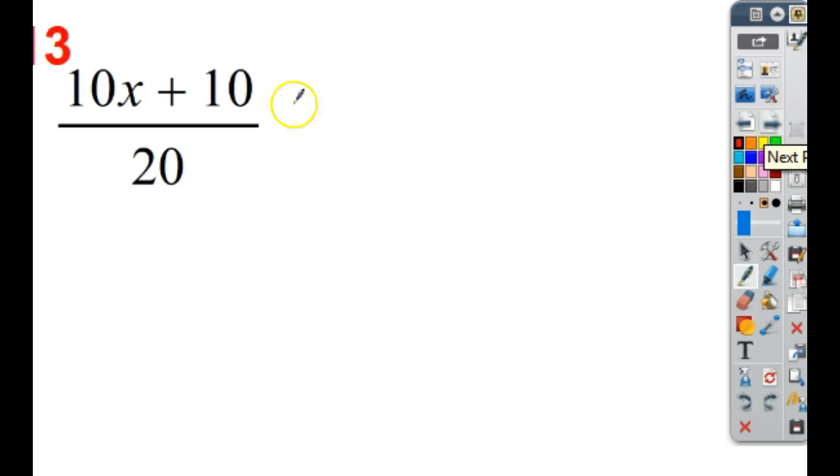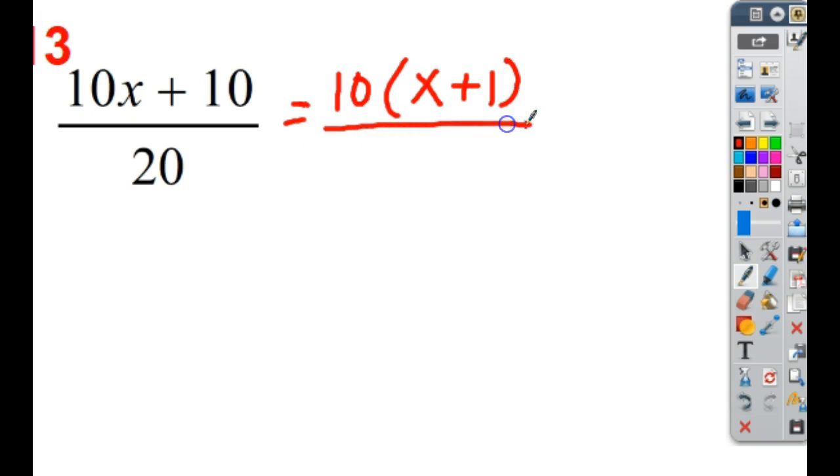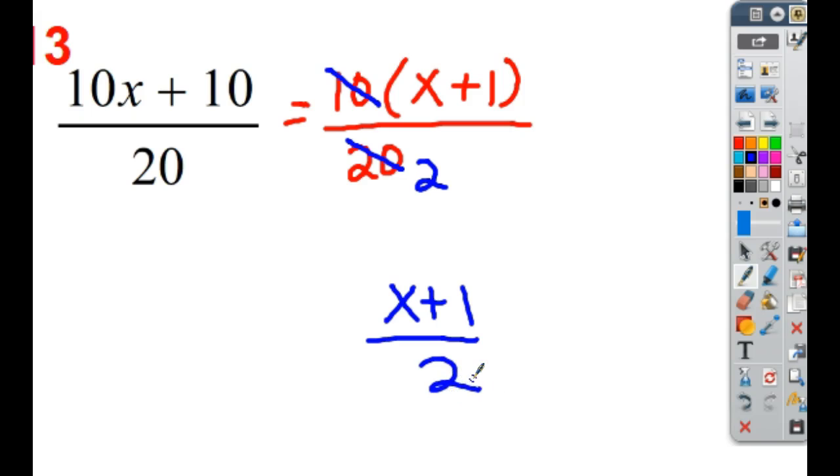I'm going to factor out a 10. 10 divides into 10 one time. 10 divides into 20, and so I have x plus 1 and a 2 in the denominator.